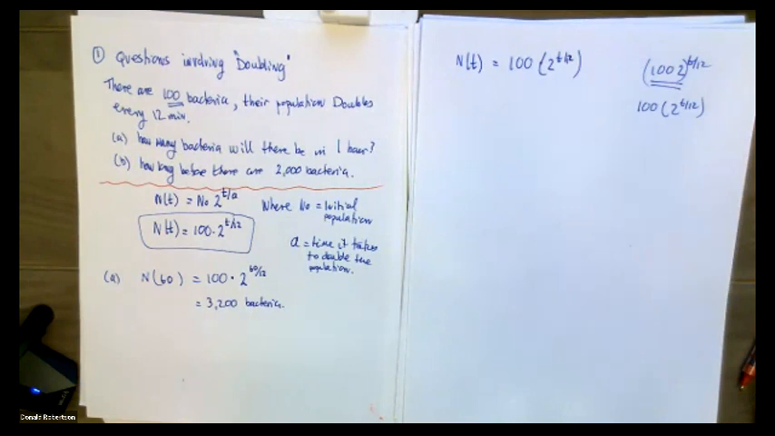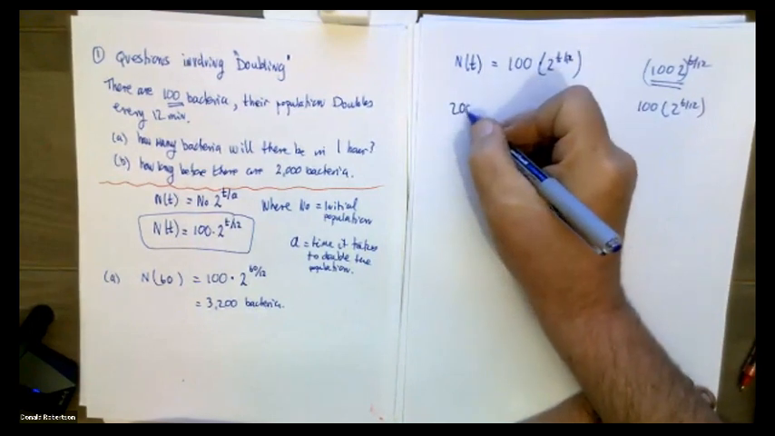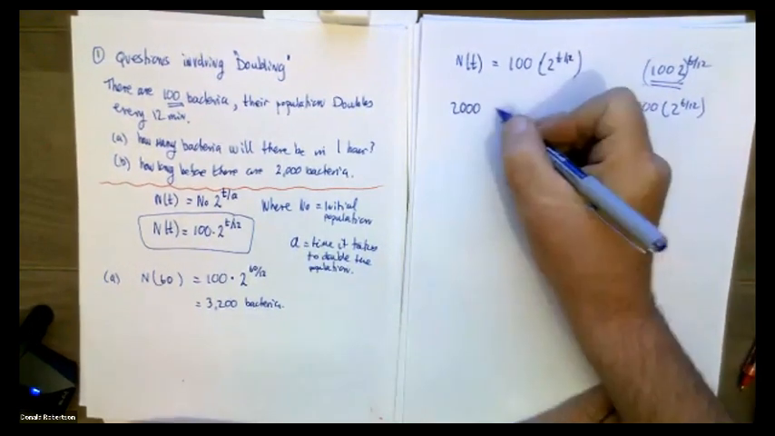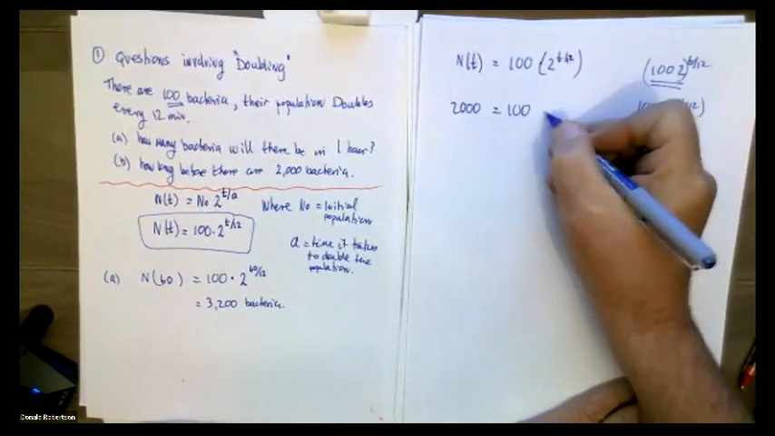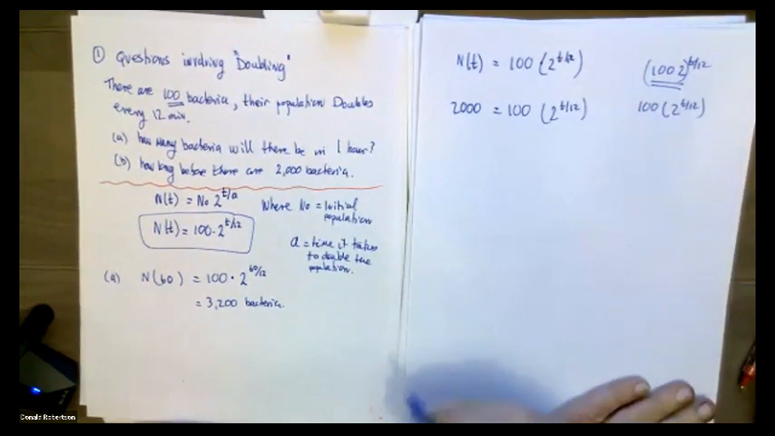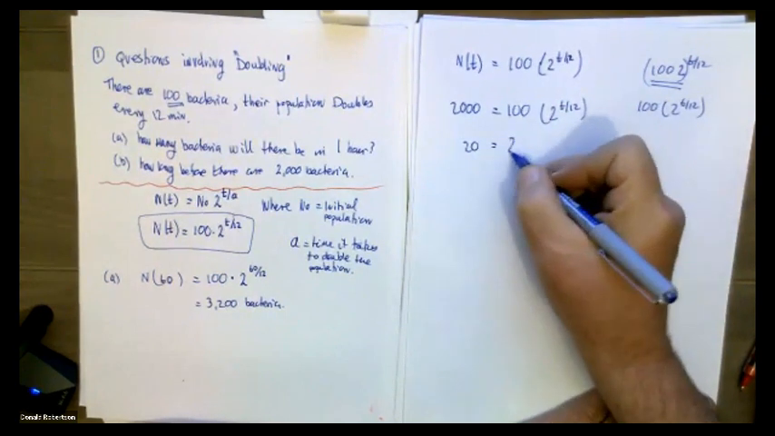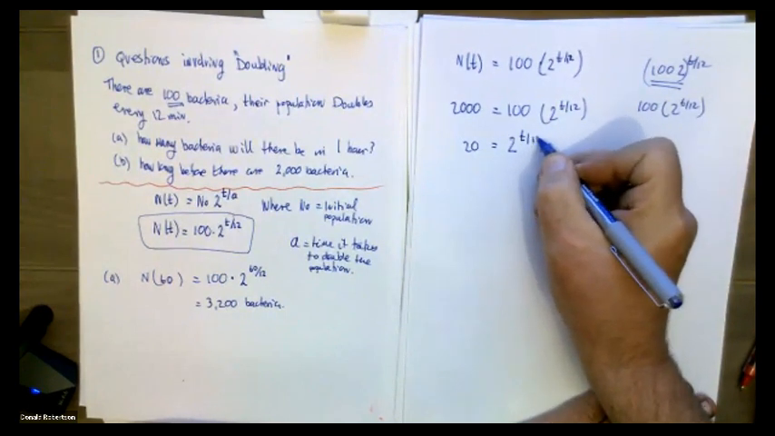Now, in this second story, it's how long before there's 2,000 bacteria. So 2,000 bacteria goes there, and you've got 100 times 2 to the power of t over 12. Well, I'm going to divide both sides by 100, and I've got that.